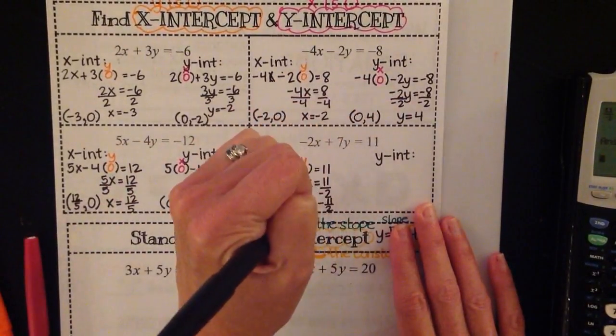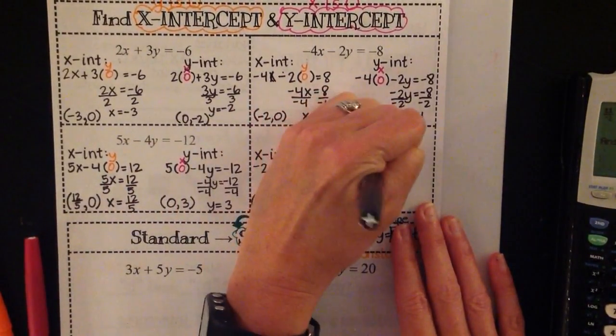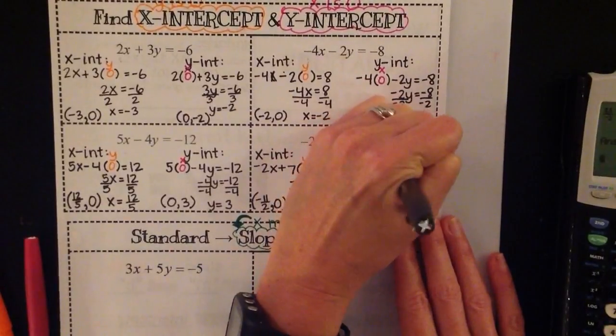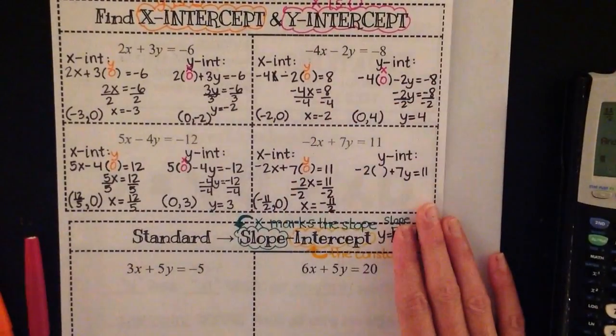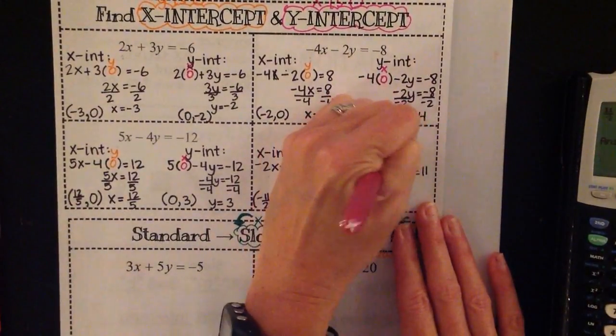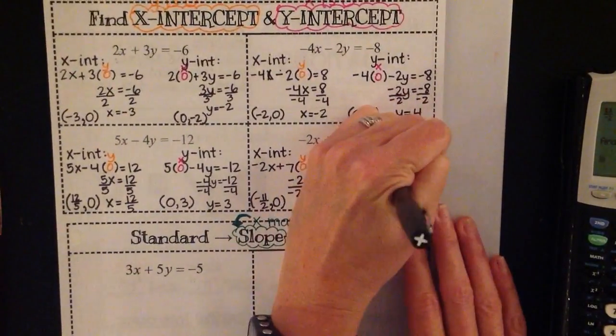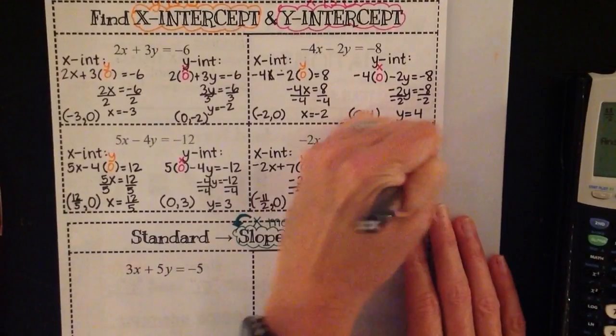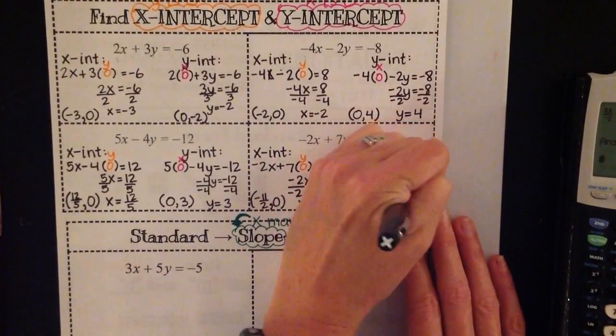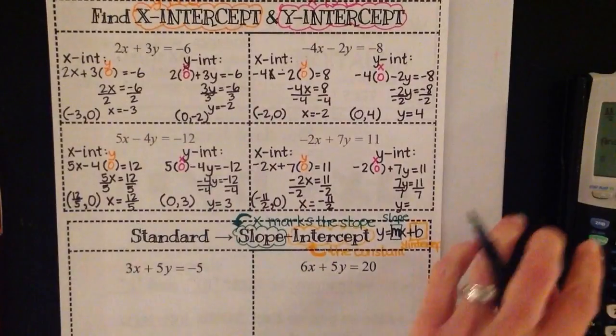So I'm going to replace x with 0. And we know that any number times 0 is 0, so I'm just going to be left with 7y equals 11. And I'm going to divide by 7. So y is equal to 11/7.